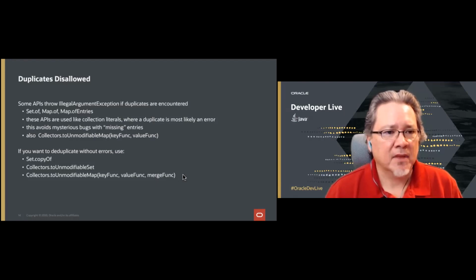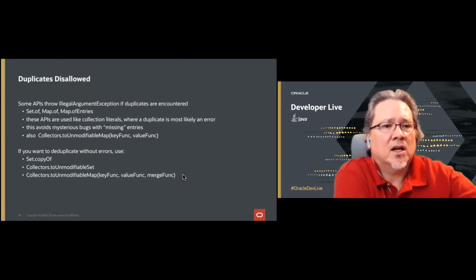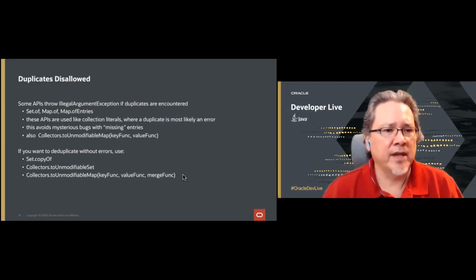There are also some collectors that do that. The Collectors.toMap and toUnmodifiableMap collectors will also throw an exception if they encounter duplicates. And so if you want to do deduplication, if you want to compress out duplicates, then you should use different APIs. You should use set.copyOf, or the toUnmodifiableSet collector, or the 3-argument toUnmodifiableMap collector, which allows you to explicitly handle duplicate elements using a merge function.